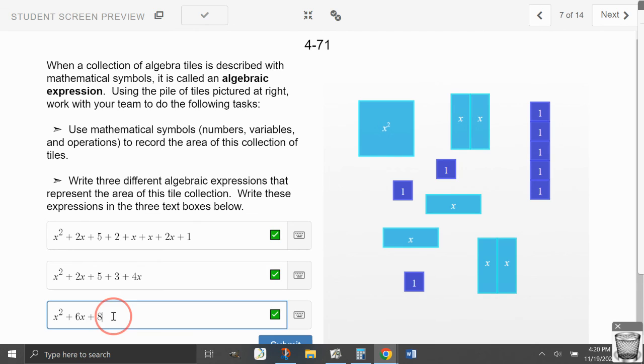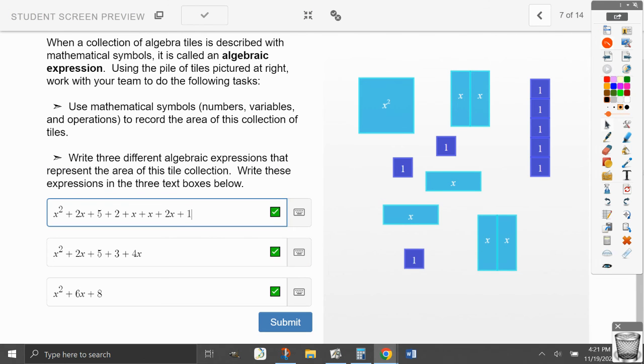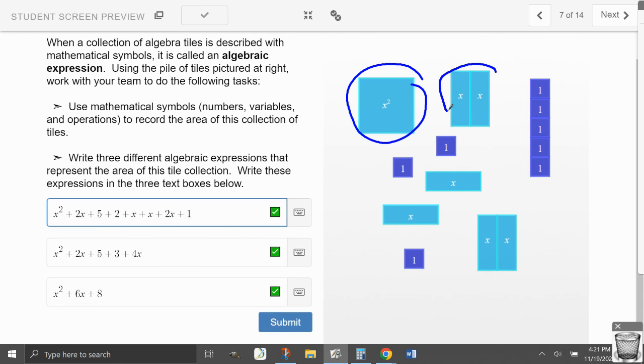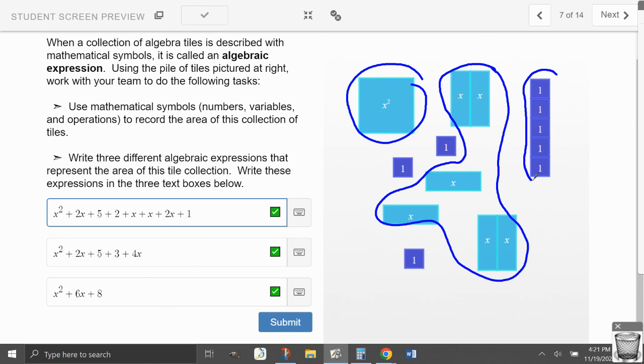Now, we can't add these together because these are unlike terms. You can only add together the things that are alike. So when I do the addition, I have an x squared tile, I have 1, 2, 3, 4, 5, 6 x tiles, and then I have my 5, 6, 7, 8 unit tiles total. Check, check, check. But they're all separate because they're unlike terms.